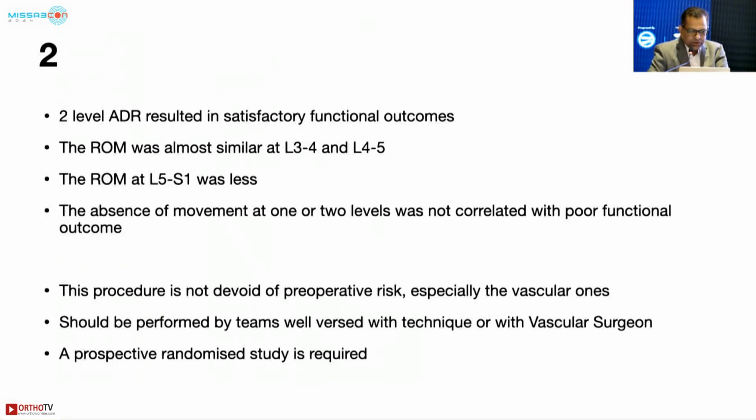So two-level ADR resulted in satisfactory functional outcomes. The range of motion was almost similar at L3-4 and L4-5. The conclusion is that at L5-S1, the range of movement was very limited, less than around 3 to 5 degrees only. The absence of movement at 1 or 2 levels was not correlated with the poor functional outcome.